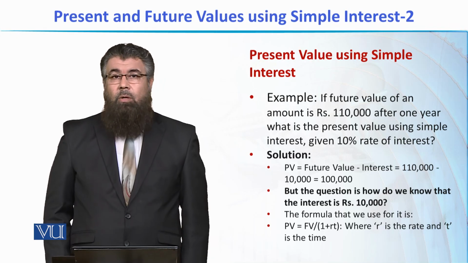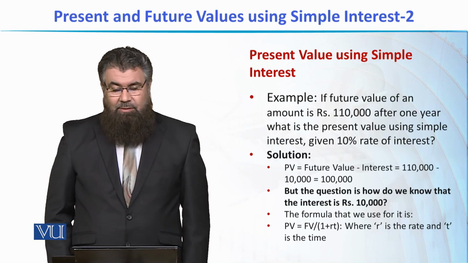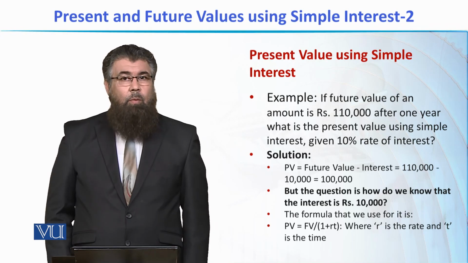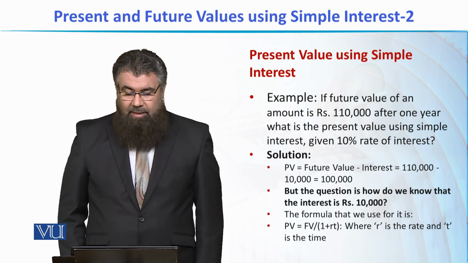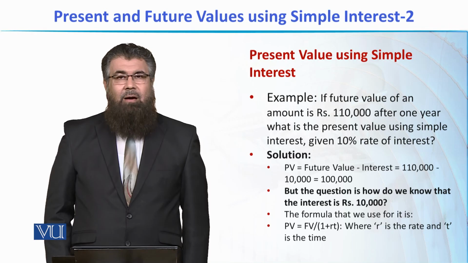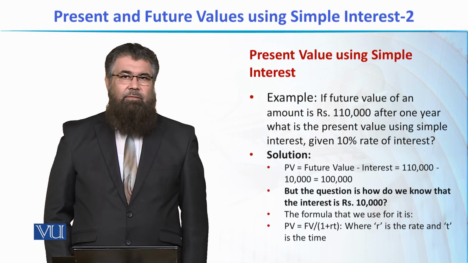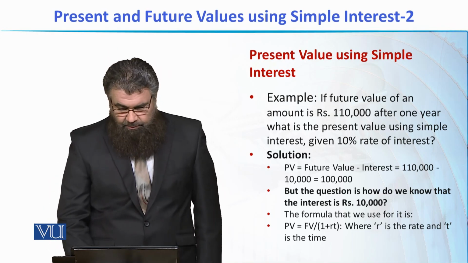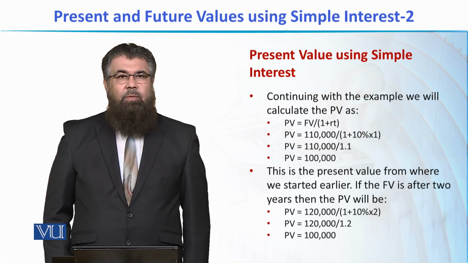But how do we know that the amount of interest is actually just 10,000? Because if we multiply 10% by 110,000, we do not get 10,000, we get 11,000. So how are we saying that the amount of interest is 10,000? Now the formula that we use for it is present value is equal to future value divided by 1 plus RT, where R is the rate of interest and T is the time. So this formula helps us deduct that amount of interest which was calculated on the principal amount while calculating the future value.